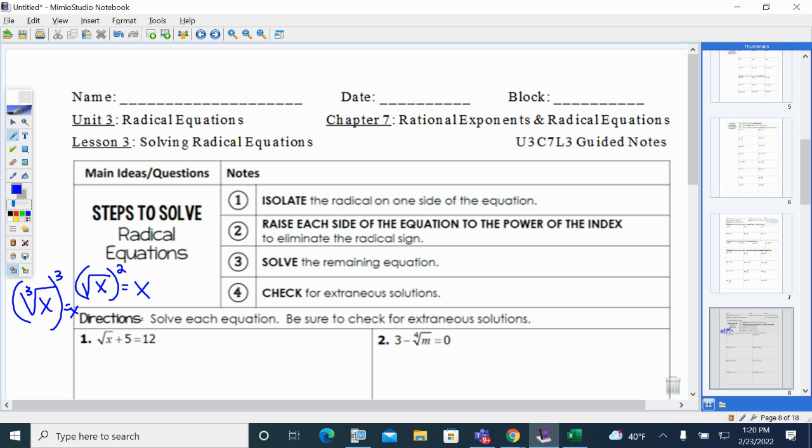So the reason why you're raising each side of the equation to the power of the index is because those are opposite operations and they cancel each other out. Now I want to talk to you also about extraneous solutions. Extraneous solutions are solutions that you're going to come up with while you're working this problem that don't actually work in the original equation.